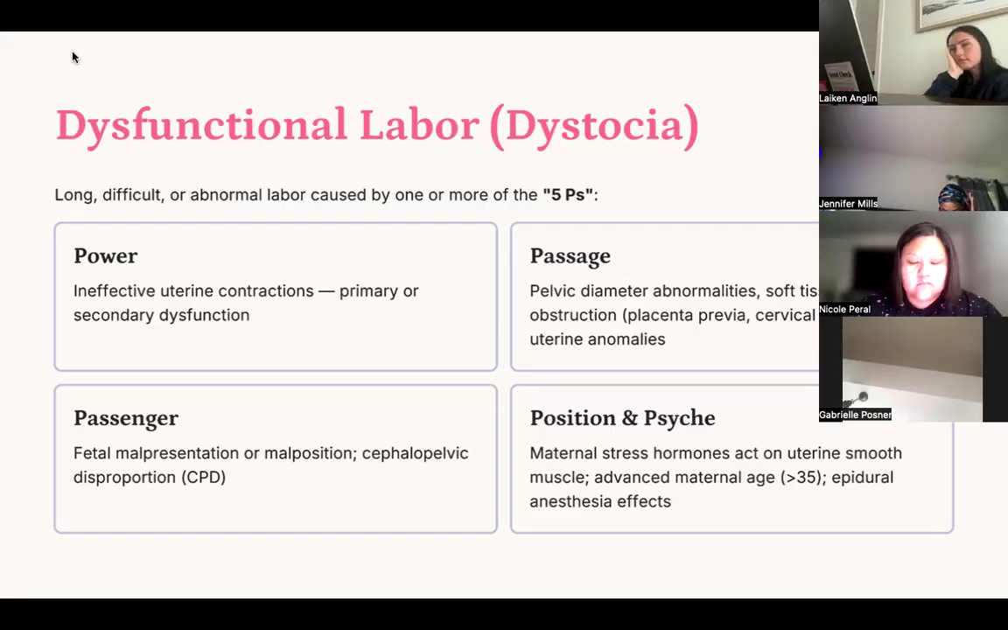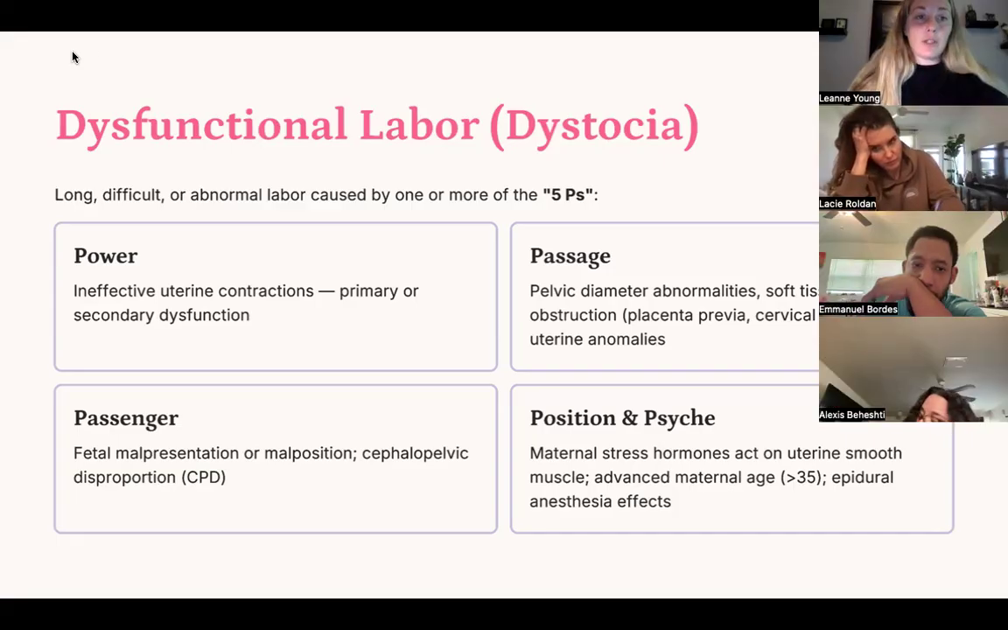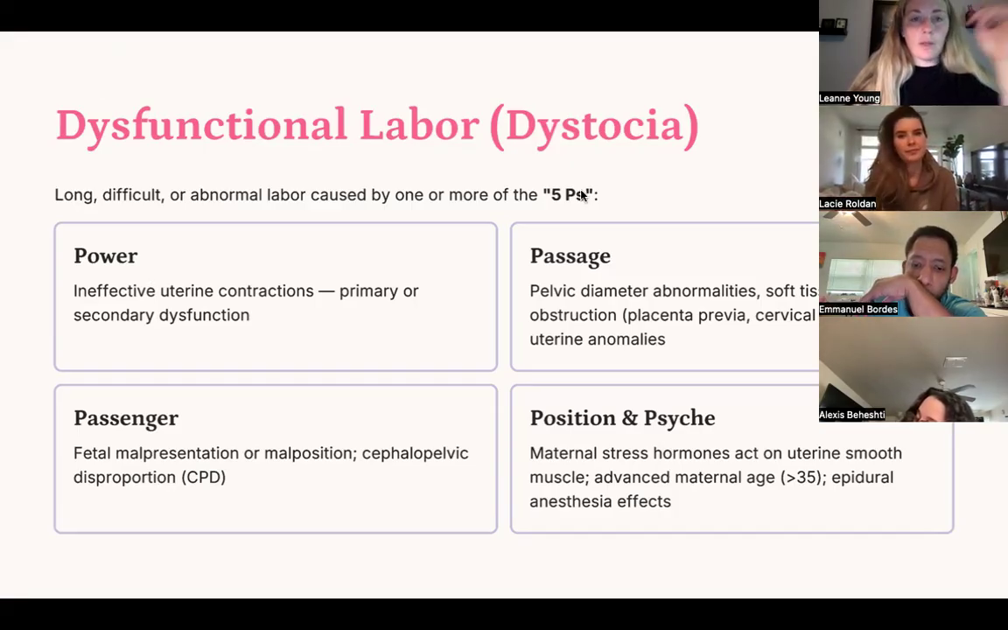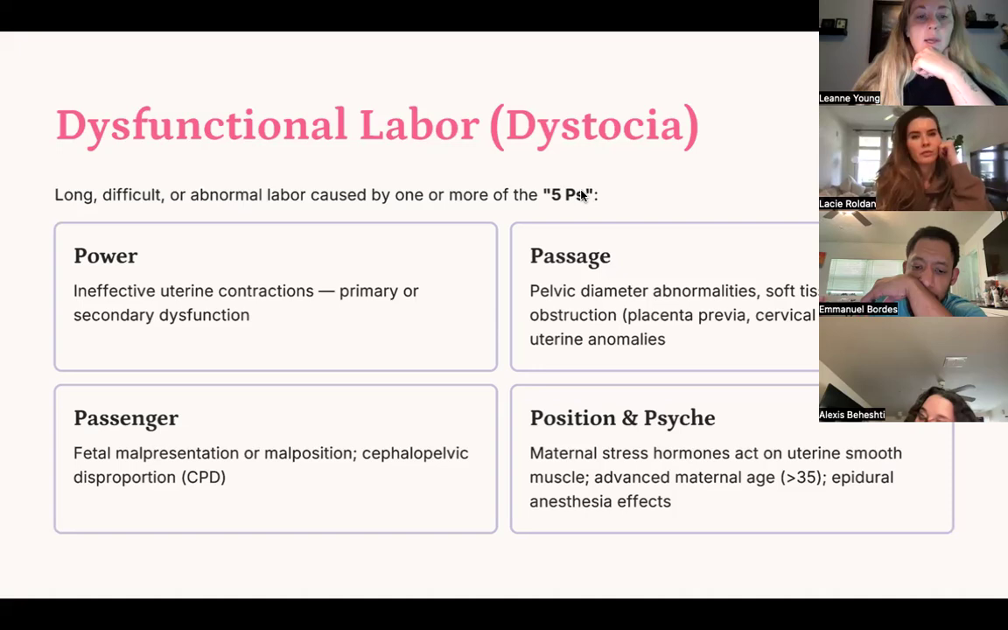And then the uterine anomaly. So, does she have a bicornate uterus? Does she have a septum? All that kind of stuff. That's what we mean when we talk about passage.